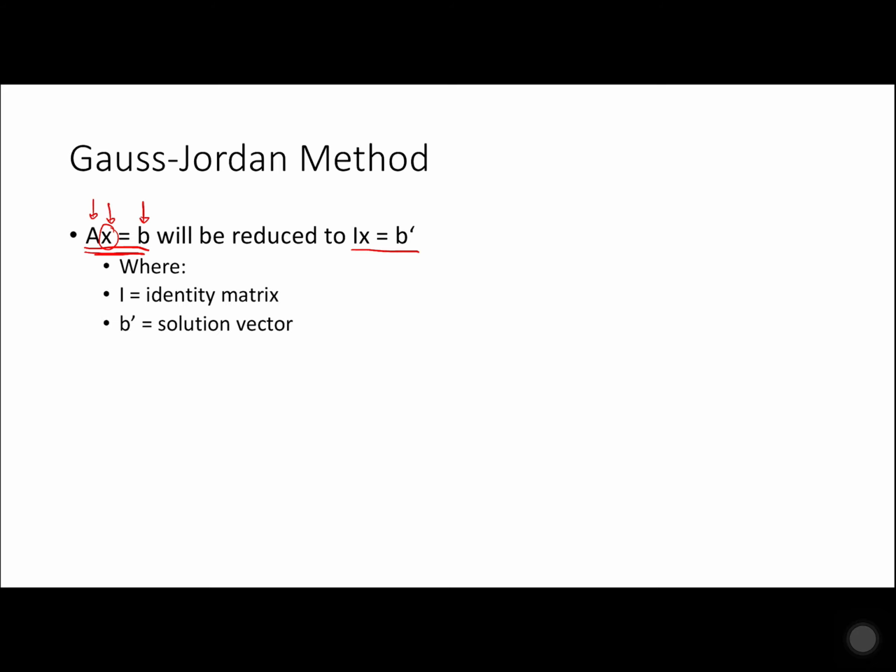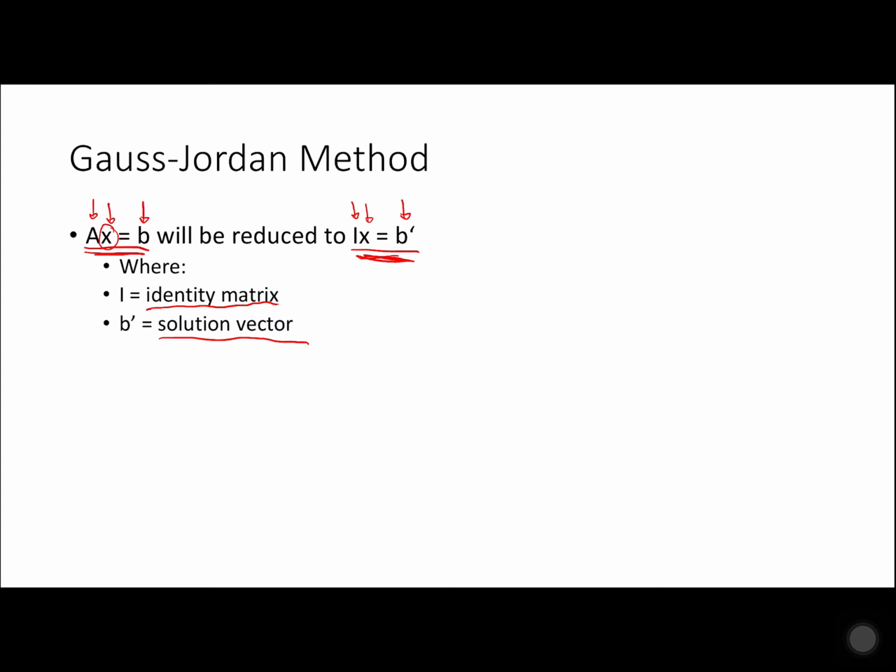So it reduces to this formula. So I na siya. I is the identity matrix. X is still the unknown variables or set of unknown variables. Then B apostrophe here is now the solution vector. Okay.